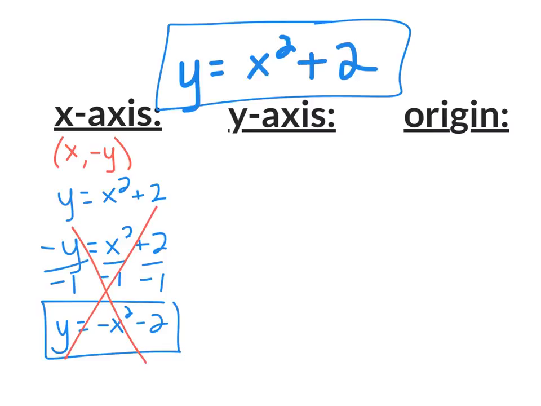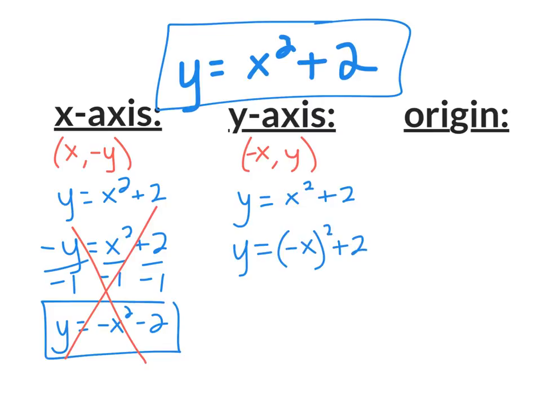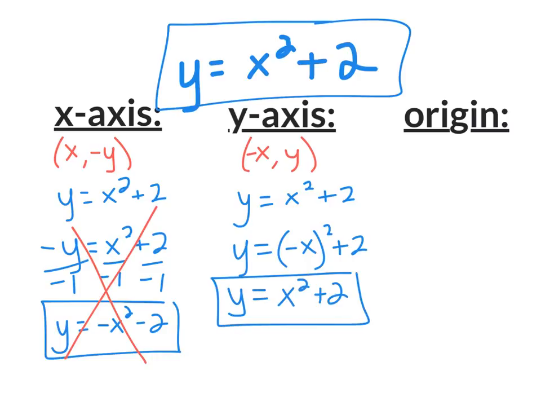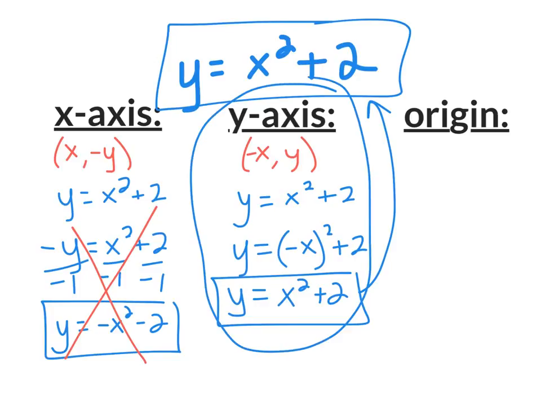Let's check the y-axis. Remember in this case, we change the x value to its opposite and substitute that in. So if we start with our original equation, y equals x squared plus 2, and replace x with negative x, it becomes y equals negative x squared plus 2, and simplify. Notice that in this case we have the exact same equation as the one before. They are the same. So in this case this confirms that it's symmetric about the y-axis.